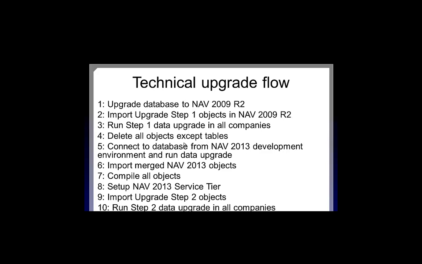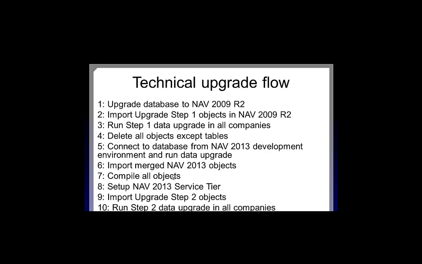You delete all the objects out of the database. When you connect the development environment, it used to be the classic client, to a 2009 database, it will ask you if you want to convert it. And if you answer yes twice, it will start going through the process of moving all the code and text fields from being single byte to being double byte. That's the step that is actually different in here, where it runs a huge data upgrade.